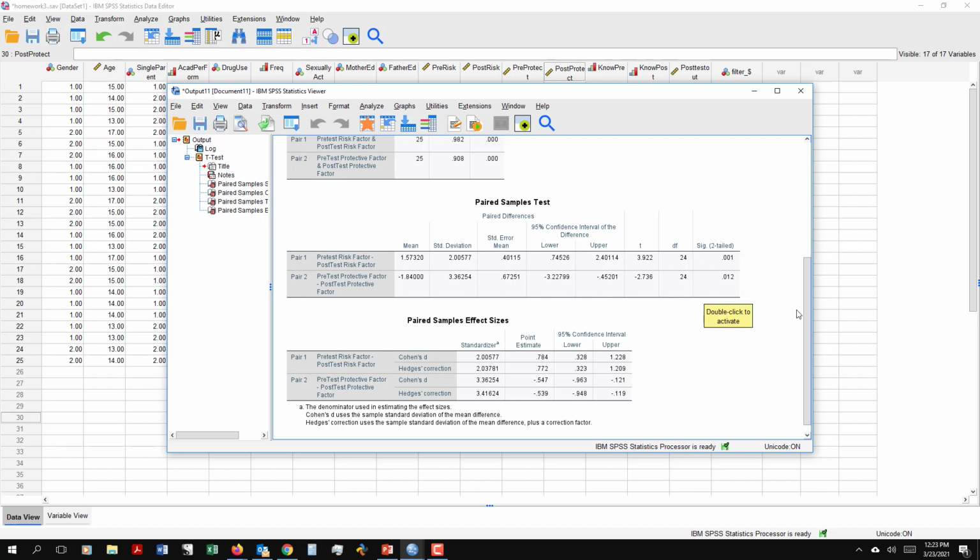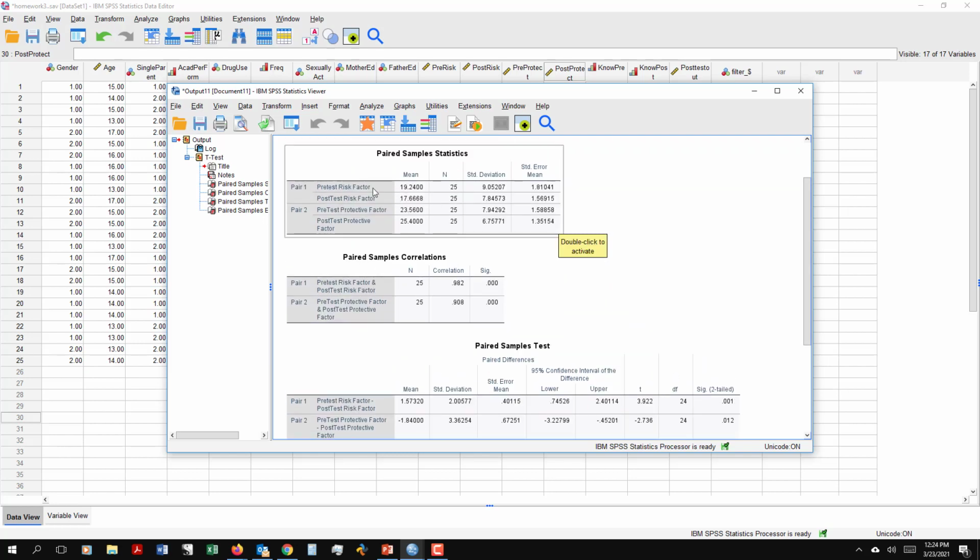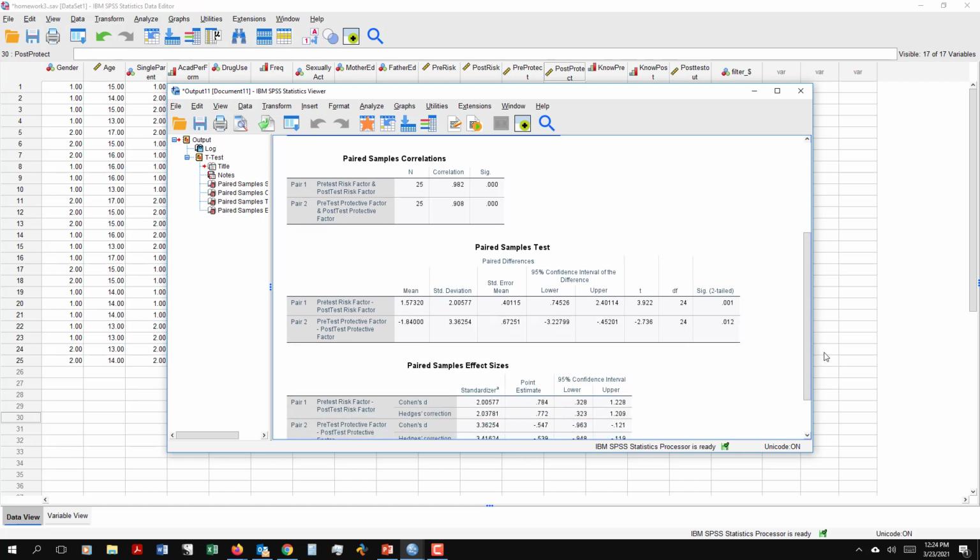So we were able to show with our pre and post test that the risk factors came down and the protective factors increased. And that's because our pre and post mean, we have the risk factor for the pre-test 19, the post-test risk factor was 17. We would want to see that decrease because a lower level means less risk factor. The pre-test protective factor was 23. The post-test protective factor was 25. So we saw protective factors increase and risk factors decrease. That is our findings of our paired samples t-test.